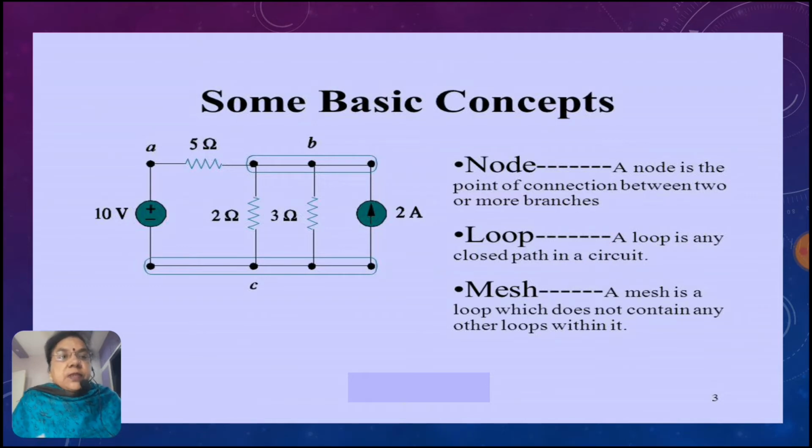Now we will move towards mesh. What is meant by mesh? A mesh is a loop which does not contain any other loops within it. So internally there should not be any loop in the mesh. So what is a mesh here? A to C, it is a mesh.